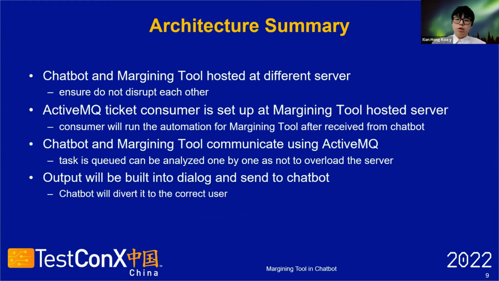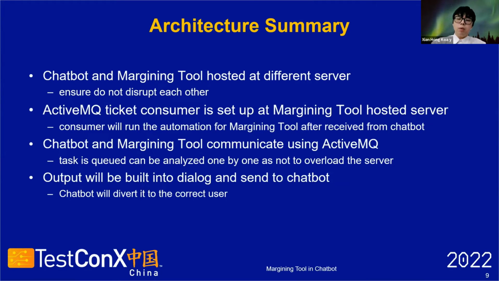All right, so moving on to the next slide. As you can see from the overview of the architecture, the chatbot and the margining tool are hosted at different servers. This is to ensure the two servers of the architecture do not distract each other. So why do we do this? Why do we set up the margining tool and chatbot to run at different servers?